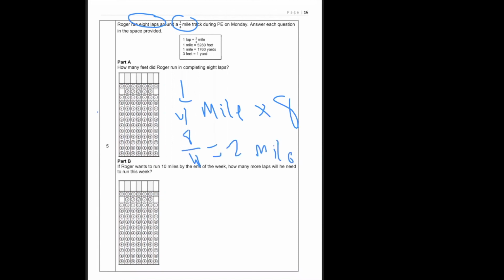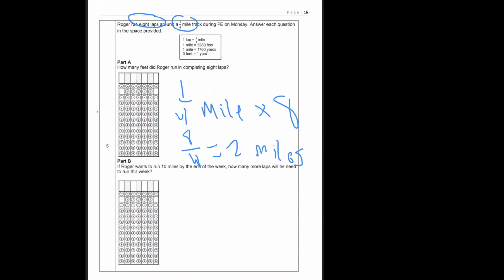So the first thing we have to do is convert the 8 laps. There's going to be a lot of converting. We have to convert the 8 laps he ran into miles. And to do that, he ran 1/4 8 times, pretty much. He's running the 1/4 mile track 8 times. So 1/4 of a mile times 8 will give you the amount he ran in total. When you do that, all you have to do is 8/4. You get 2 miles. So he ran 2 miles.